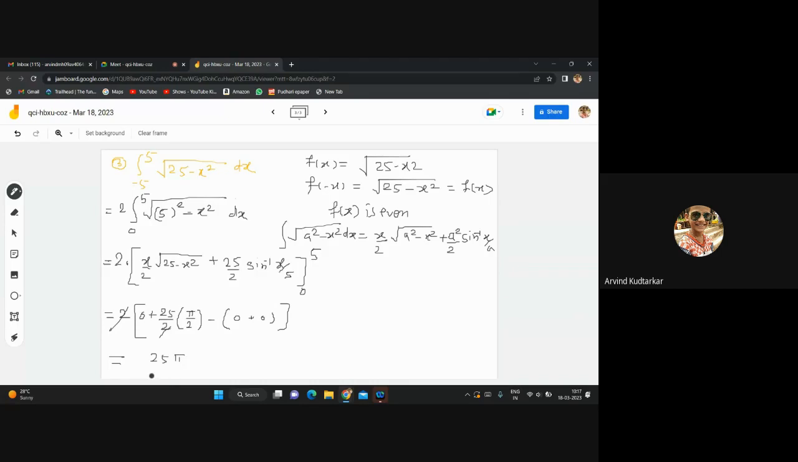25 pi upon 2. हा काय असेल? Correct option असेल 25 pi upon 2 is the correct option for this integral. Okay? Yes. So here in next, I think their solution of this integral will be clear. Okay?